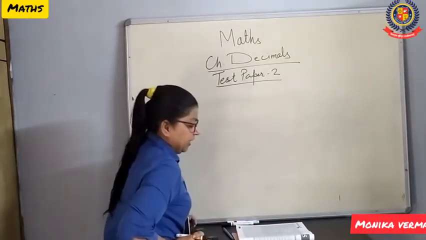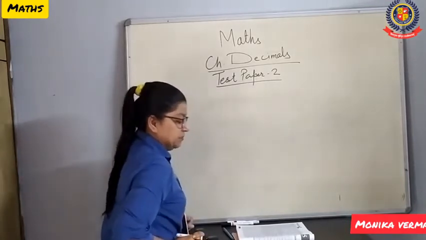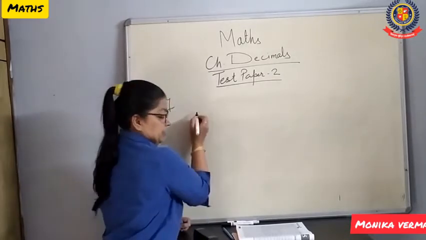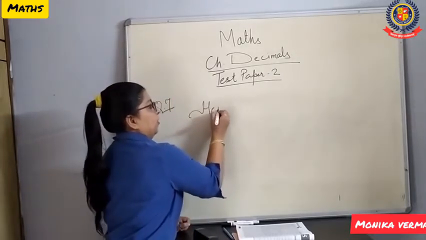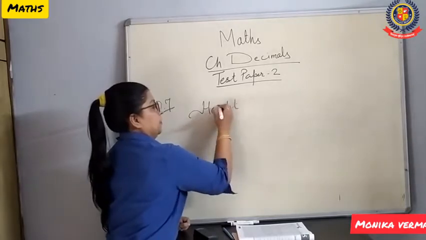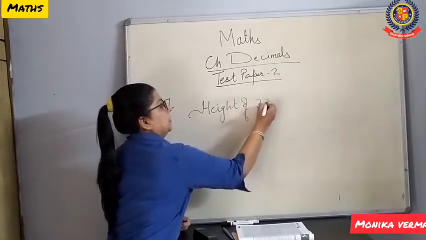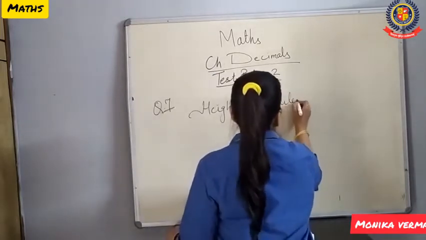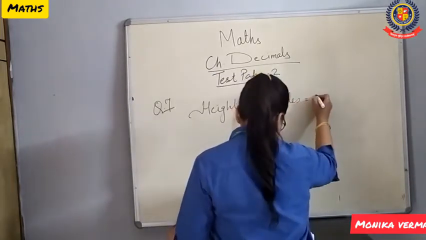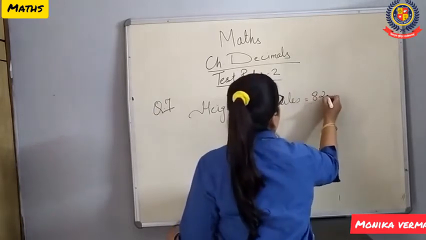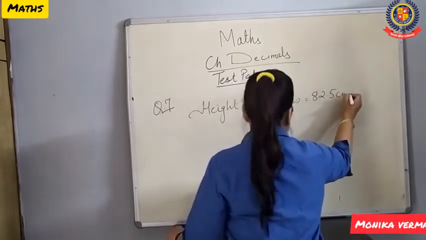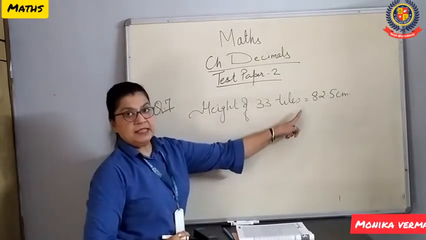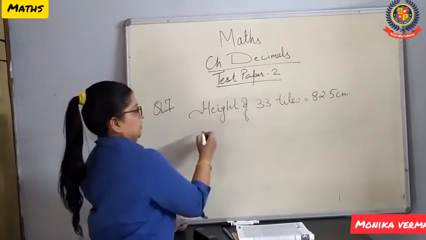A pile of tiles is 82.5 centimeter high if there are 33 tiles. Means height of 33 tiles is equal to 82.5 centimeter.